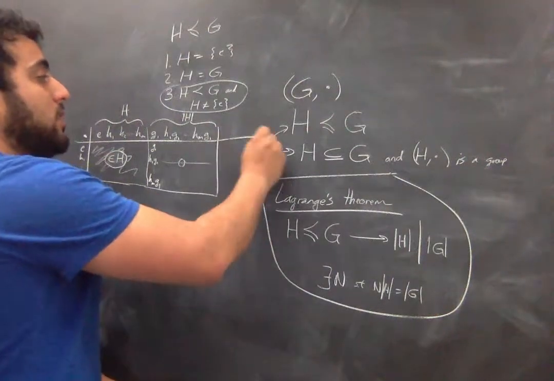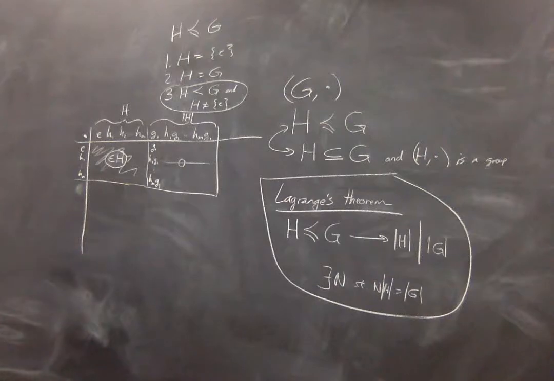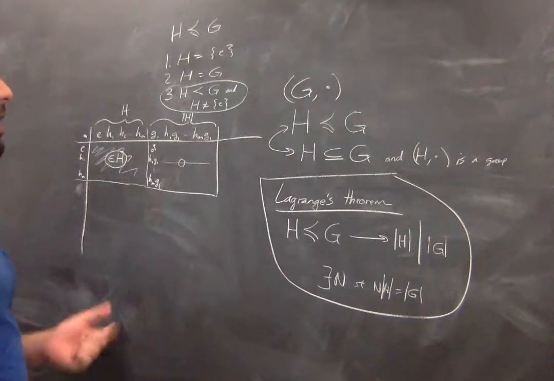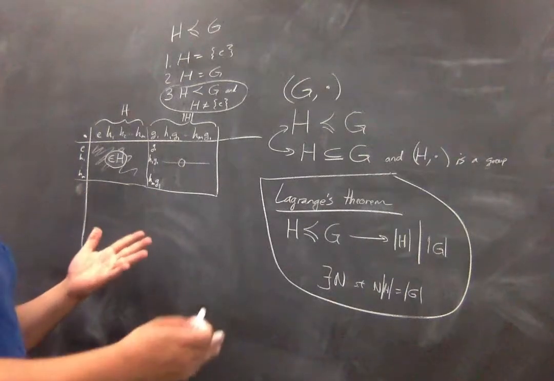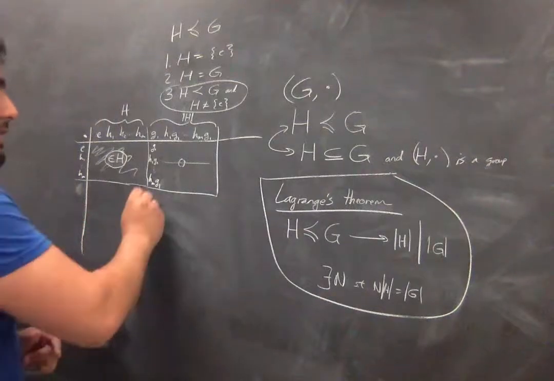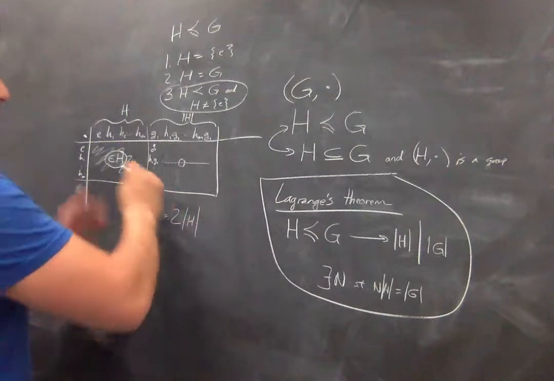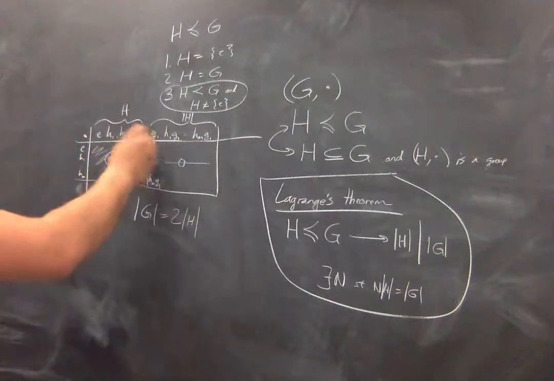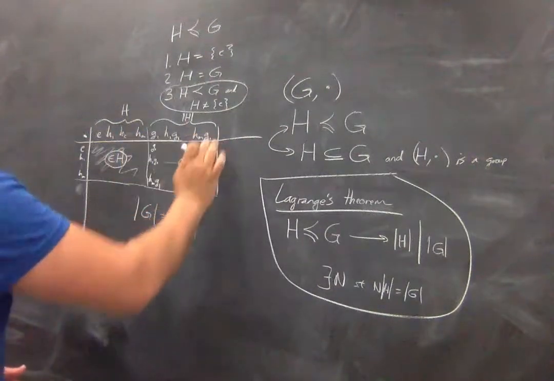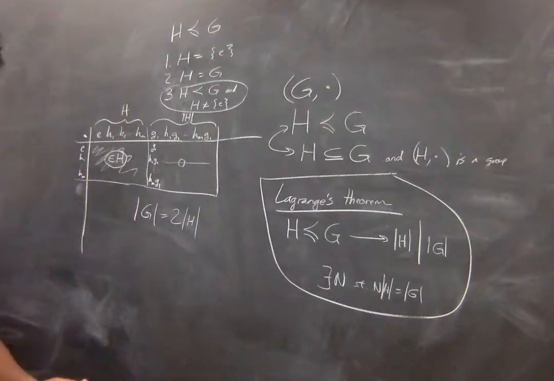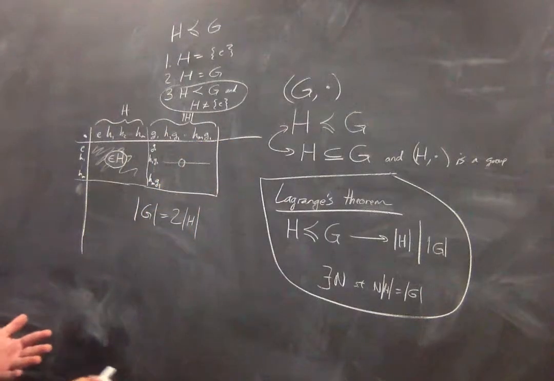Now, maybe we're done at this point. Maybe we've already covered all of the elements of our group, at which point we stop, and then we can conclude that the size of G equals 2 times the size of H, right? Because if we're done, there are no more elements of G, then we have all the elements of H plus another set which has the same size as the elements of H. But if we're not done, then we just continue.